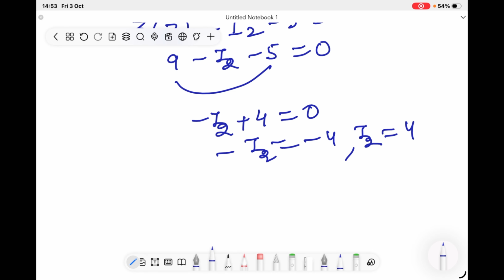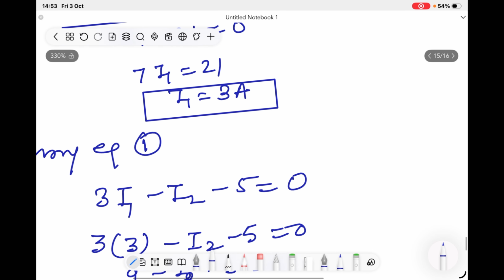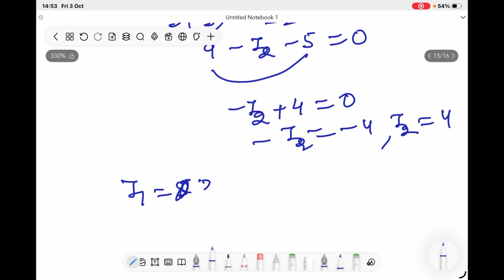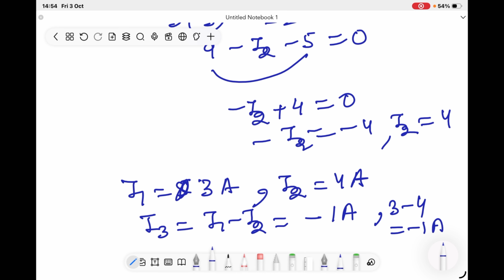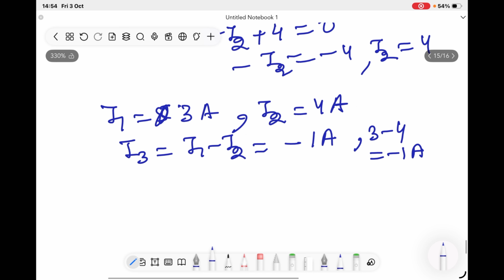So my first current was I1, which is 5 ampere. Is it 5 ampere? Sorry, 3 ampere. And then I2 is 4 ampere. And my third current is I1 minus I2 in the third branch. So it is minus 1 ampere. 3 minus 4 is minus 1 ampere. So you can see currents have to be taken with sign. So how will you write the answer?